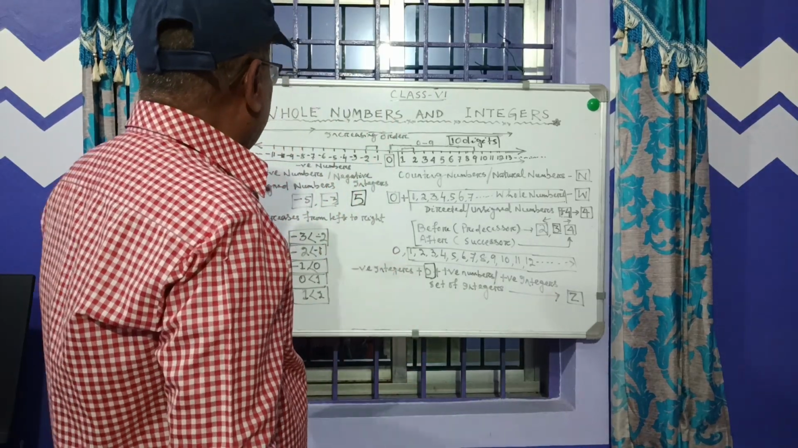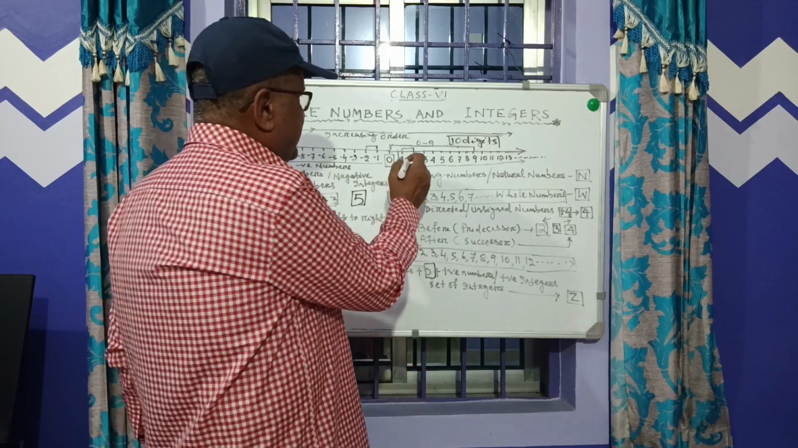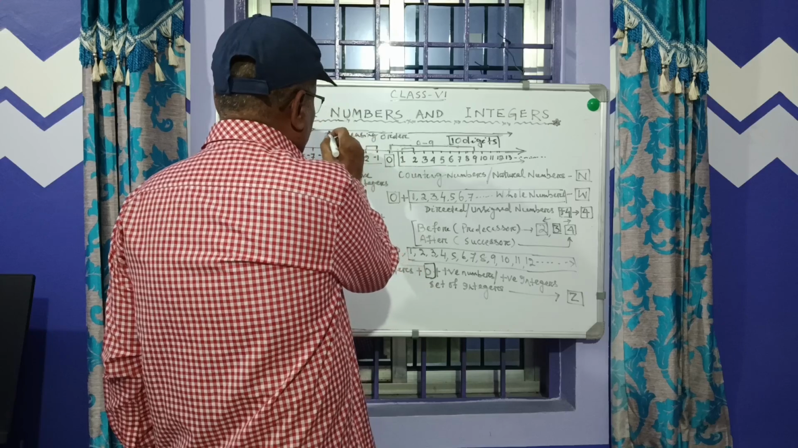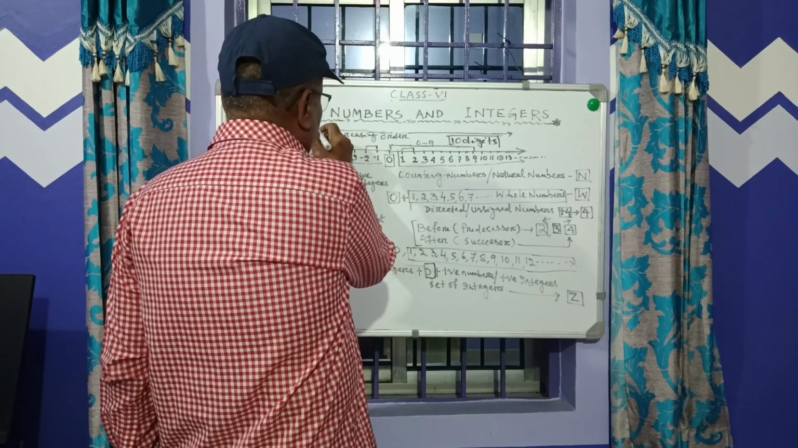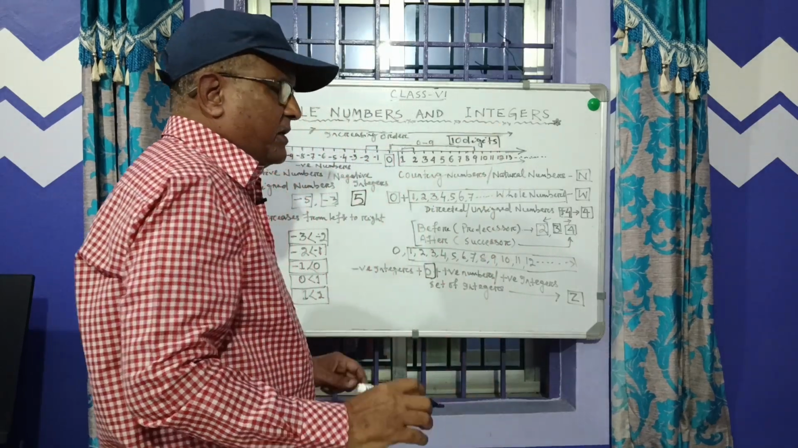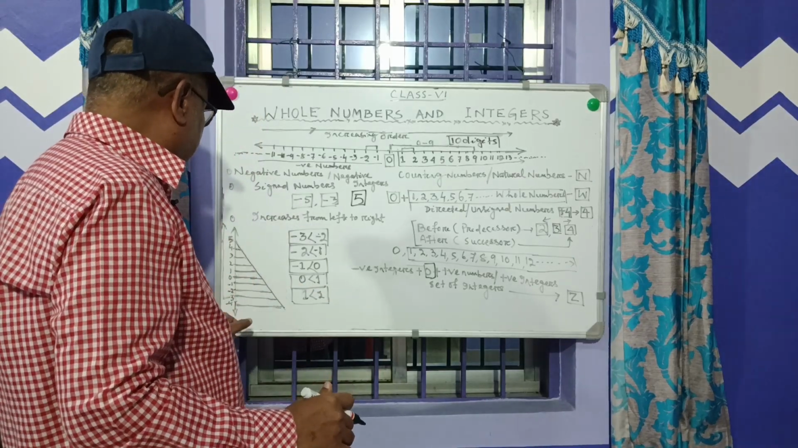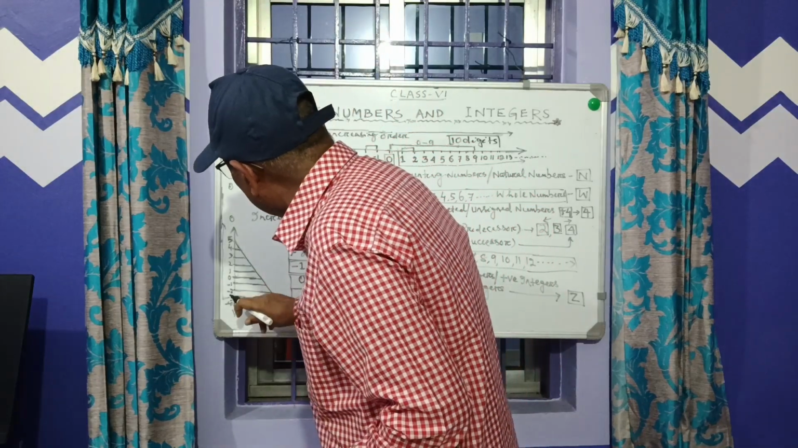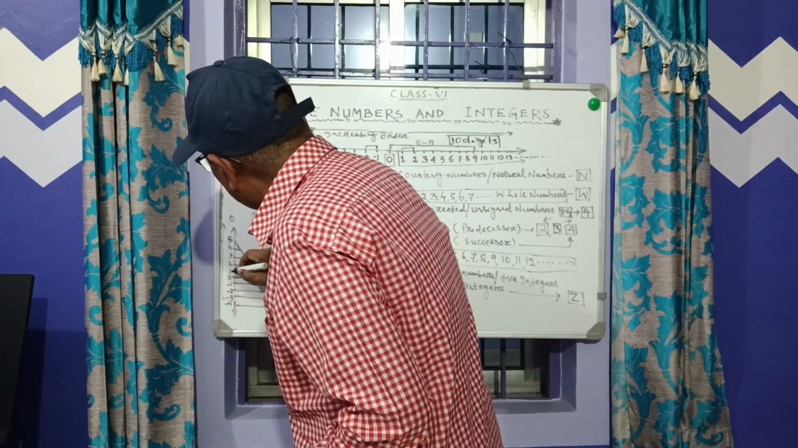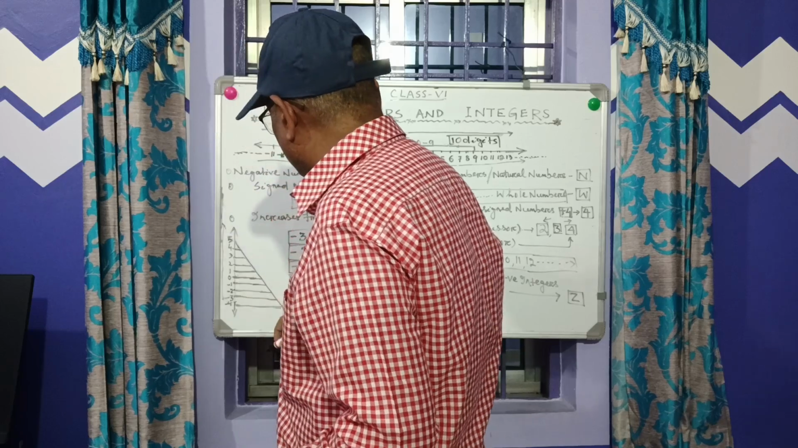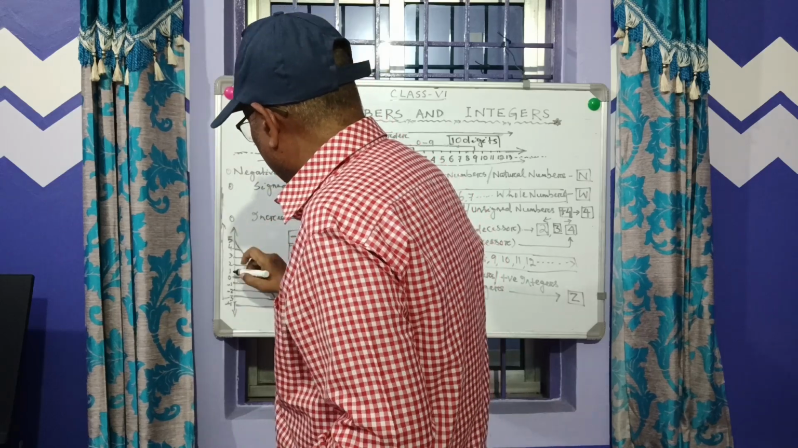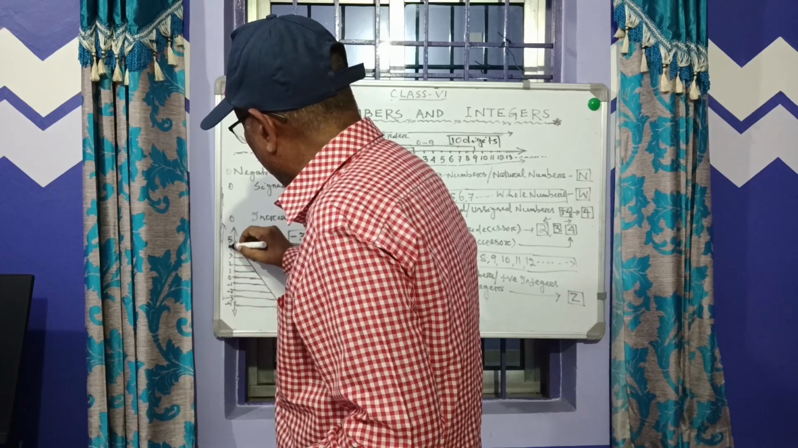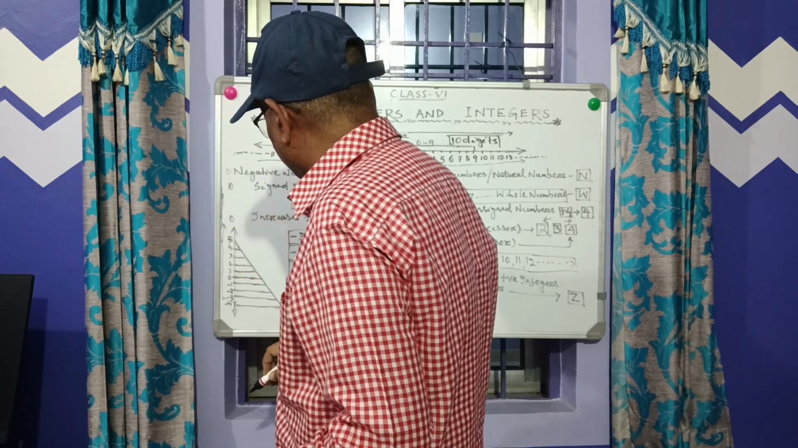Now let us see the increasing order. 2 is greater than 1, 3 is greater than 2. So the increasing order moves from left to right. For your better understanding, we have taken a pyramidal structure here. Here is 0, 1, 2, 3, 4, 5. 1 is greater than 0, 2 is greater than 1, 3 is greater than 2, 4 is greater than 3, 5 is greater than 4.